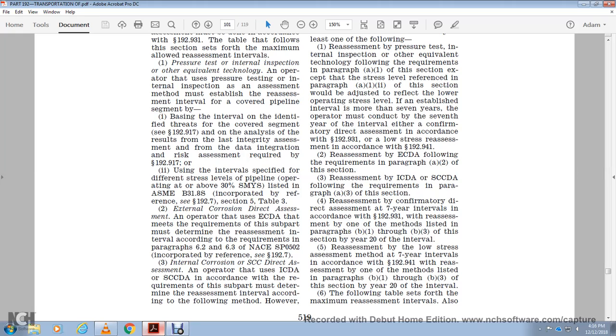Stress corrosion cracking direct assessment. The operator using internal corrosion direct assessment and stress corrosion cracking direct assessment according to the requirements of this subpart must determine the reassessment interval in accordance with the following method.